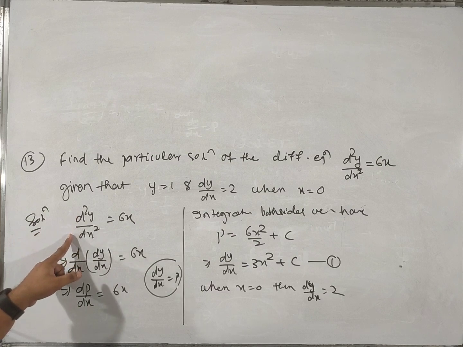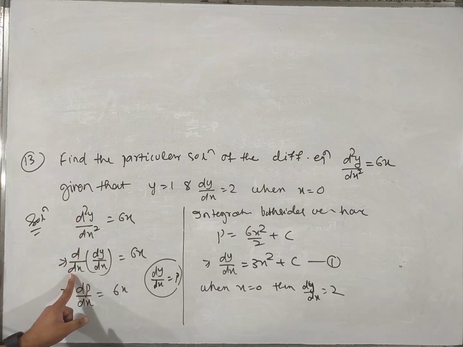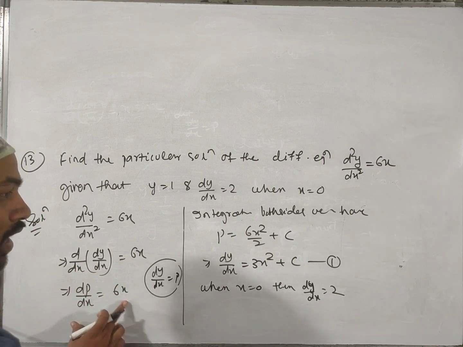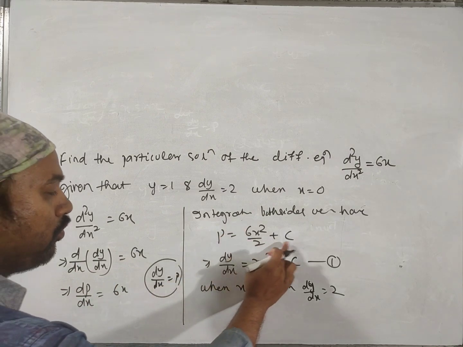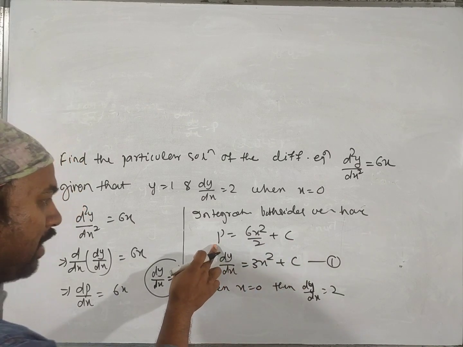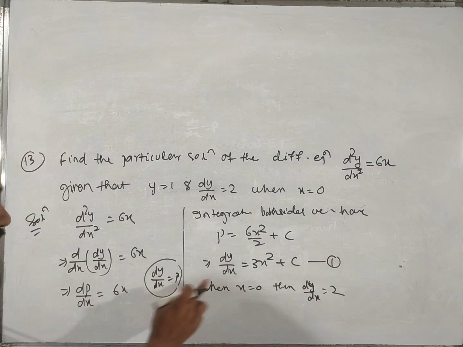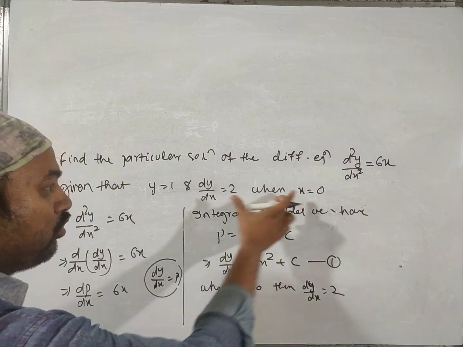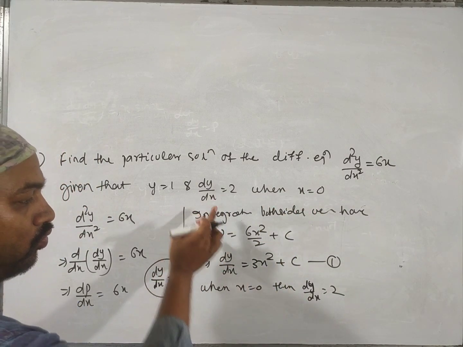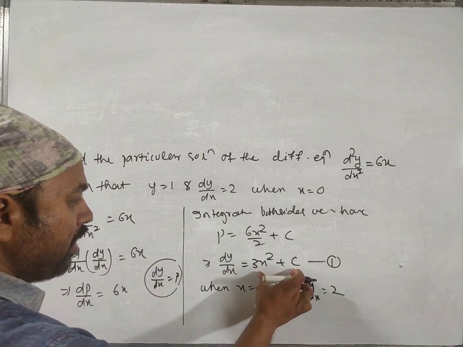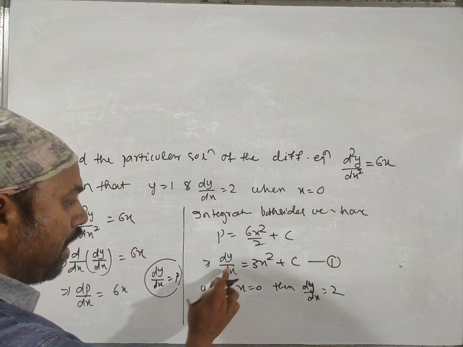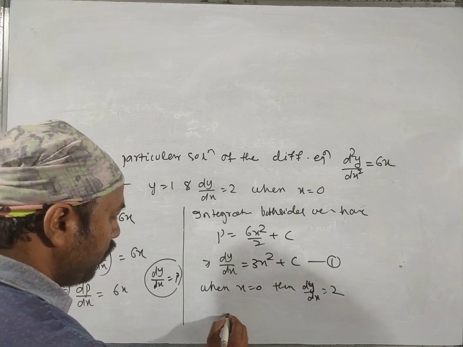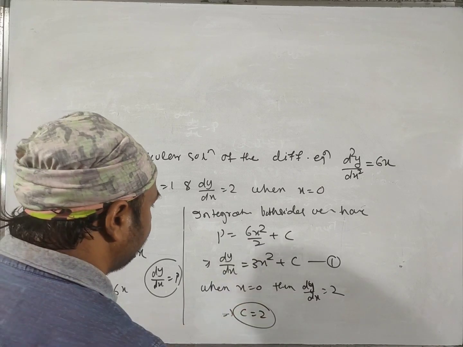d²y/dx² can be expressed in the form of d/dx of dy/dx. It is 6x. So integrating both sides, we have p = 6x²/2 + constant c. Again in place of p we can put dy/dx, then it will be 3x² + c. We know that when x = 0 then dy/dx = 2. By putting these values here, we have c = 2.